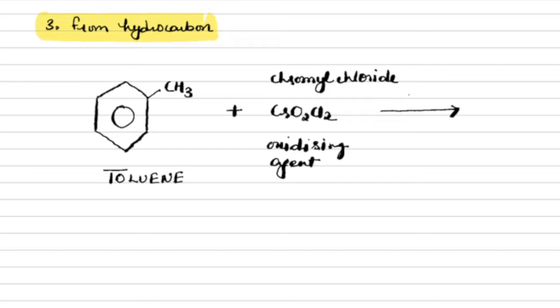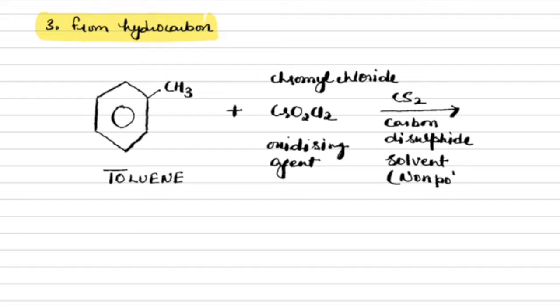And we do this in the presence of carbon disulfide, CS2. This works as a solvent, like a medium, right? If you ask what kind of solvent it is, it is a non-polar solvent. So that's what we are going to use. So chromyl chloride will be the reagent which is having oxygen.